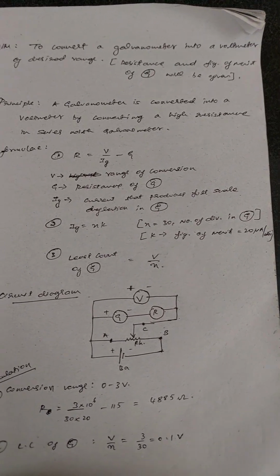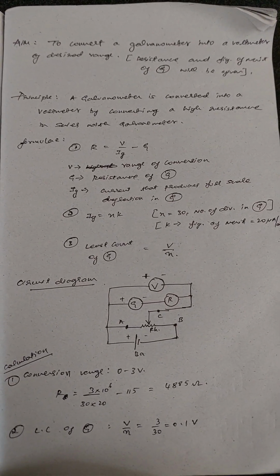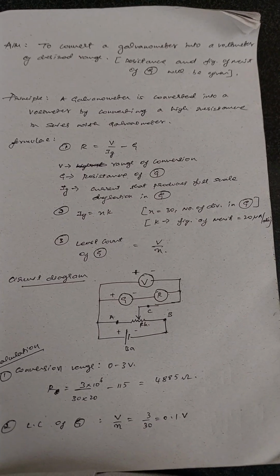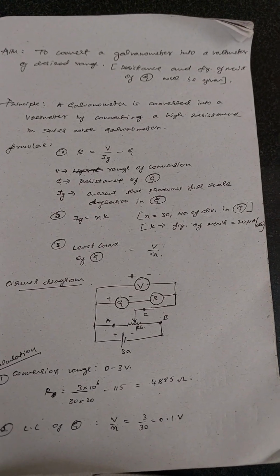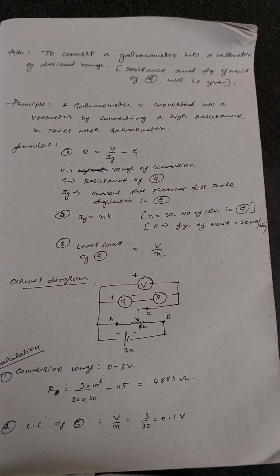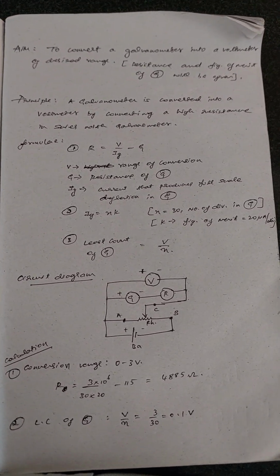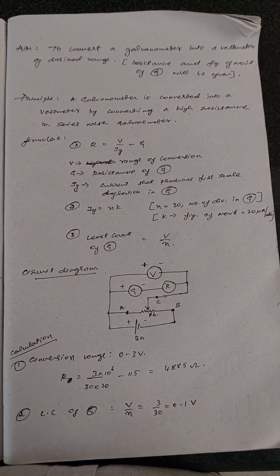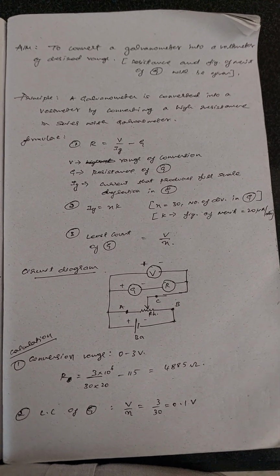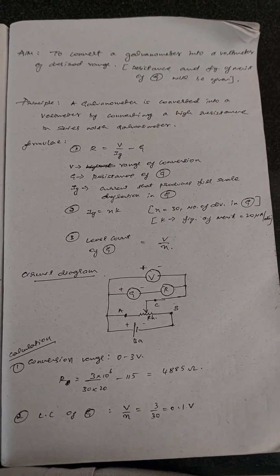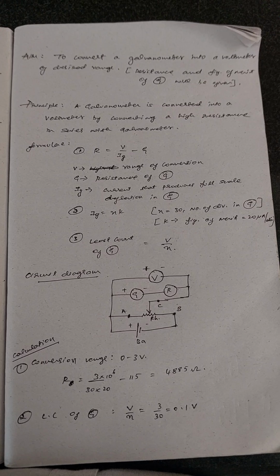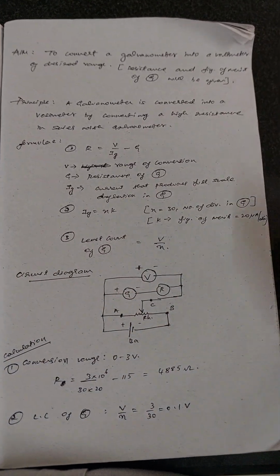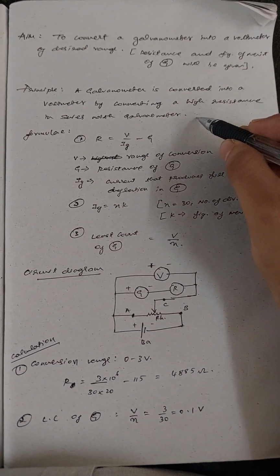Now let us begin the experiment to convert a galvanometer into voltmeter of desired range. Resistance and figure of merit of the galvanometer will be given. Now the principle involved is we can convert a galvanometer into voltmeter if we connect a high resistance in series with the galvanometer. So the principle is actually 2 marks.